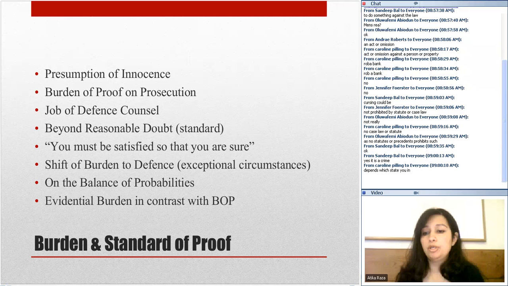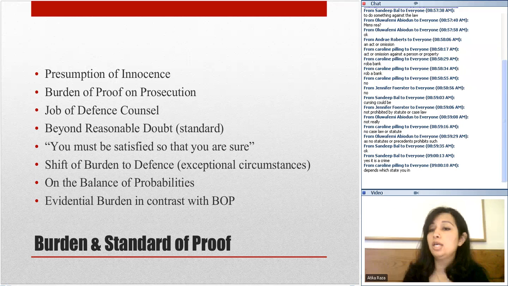In certain circumstances, the burden of proof shifts to the defense, because once you present a defense, you should be able to show that yes, this defense actually existed. For example, self-defense: he was going to kill that person in self-defense, because that person was going to kill him or his kids or his family.